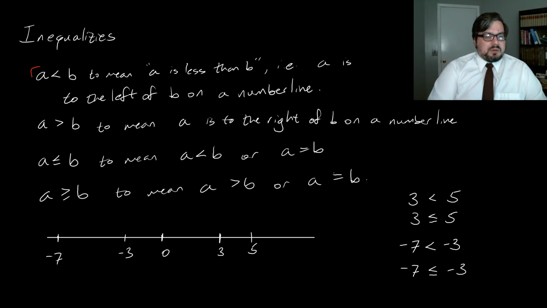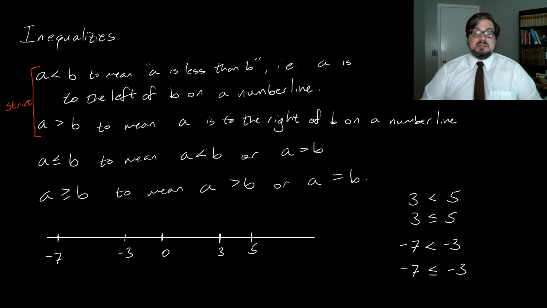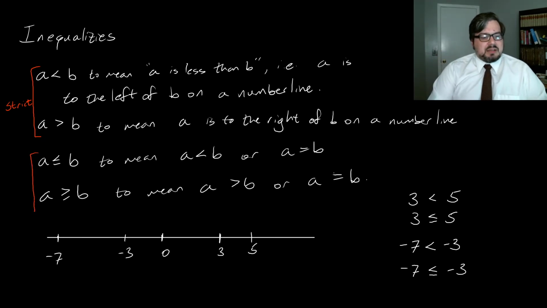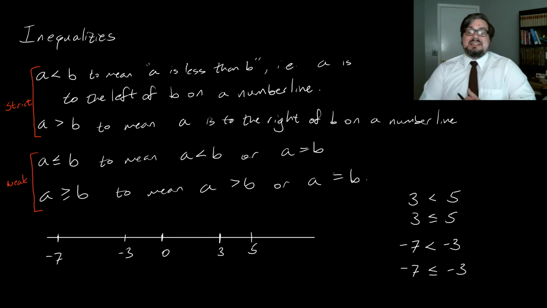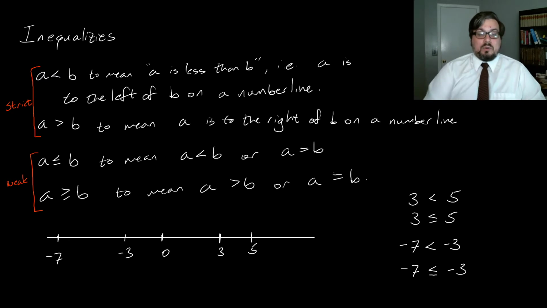So, in order to describe these, we will call the less than and greater than inequalities the strict inequalities, because to say that A is less than B means that A is actually less than B. It can't be equal, it has to actually be less. And then less than or equal to and greater than or equal to are called the weak inequalities, because to say that A is less than or equal to B isn't as strict.